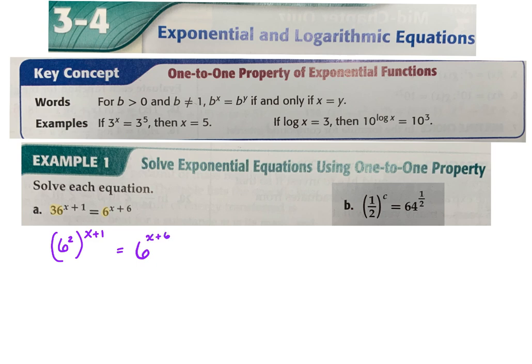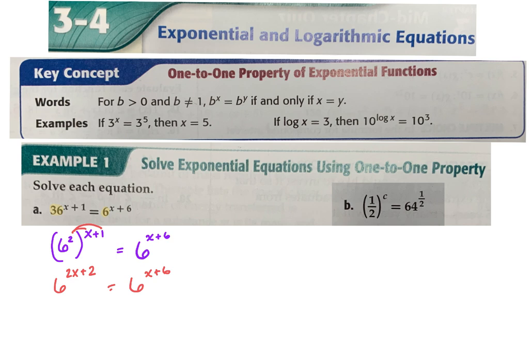All right? You do have to remember your properties of exponents here. What happens when I have a power to a power? What do I do with those exponents? Yeah, I multiply them. So for this, you have to multiply that 2 through. So I have 6 to the 2x plus 2, I just multiplied exponents, equals 6 to the x plus 6.